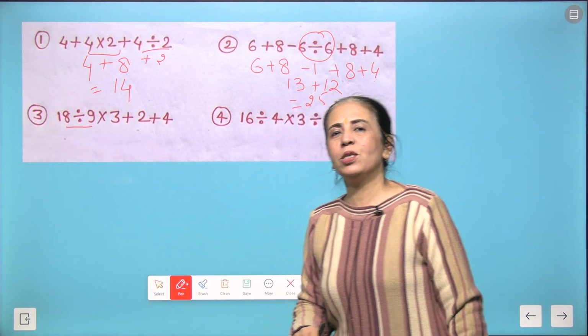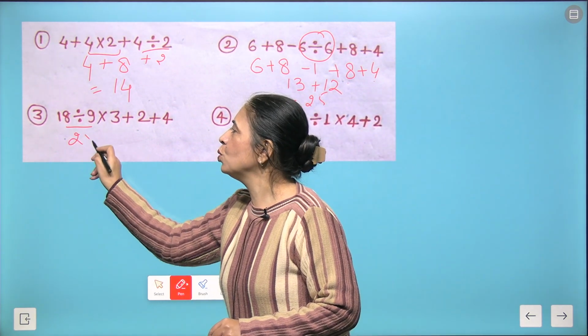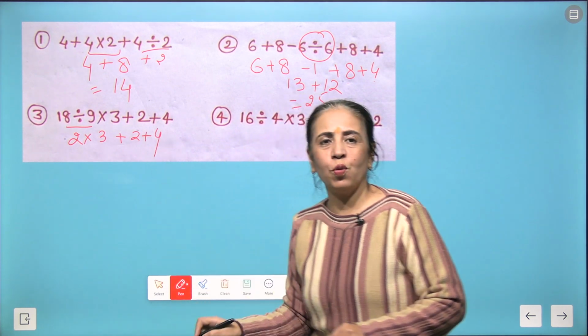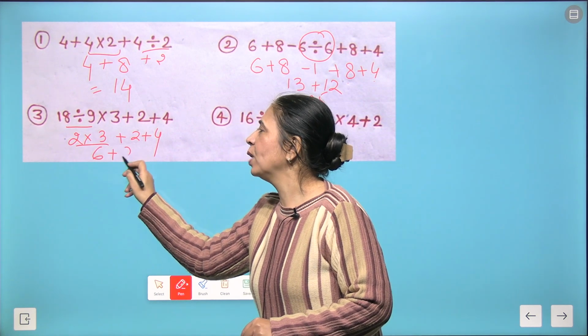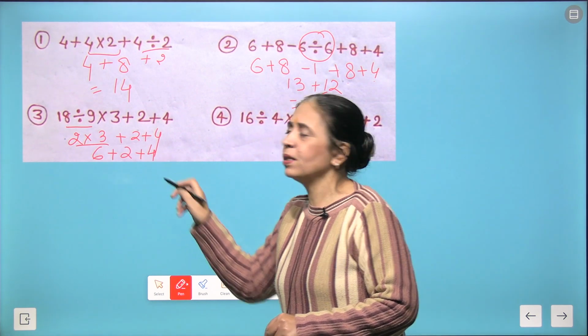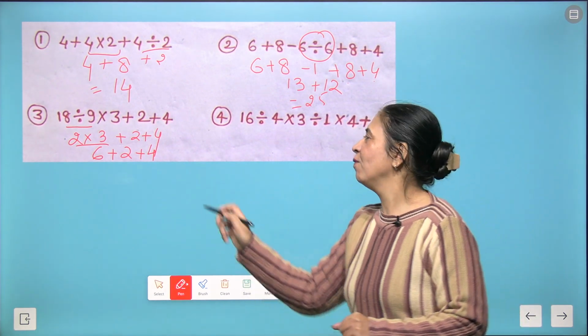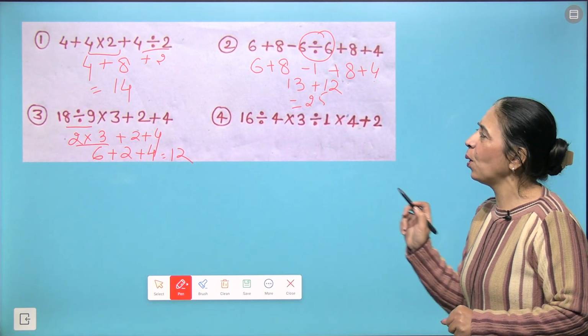And here we'll do this division. So 18 divided by 9 is 2, 2 times 3, and then we write 2 plus 4. Then we do the multiplication, we get 6 plus 2, that's 8, and plus 4. So your final answer is 12. Wonderful. Now can you try doing the next one yourself?